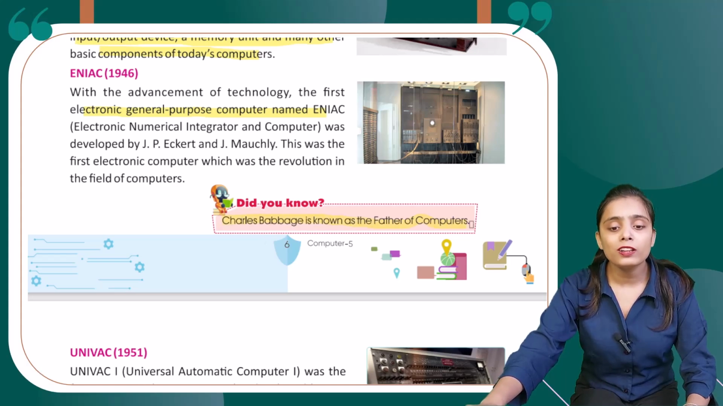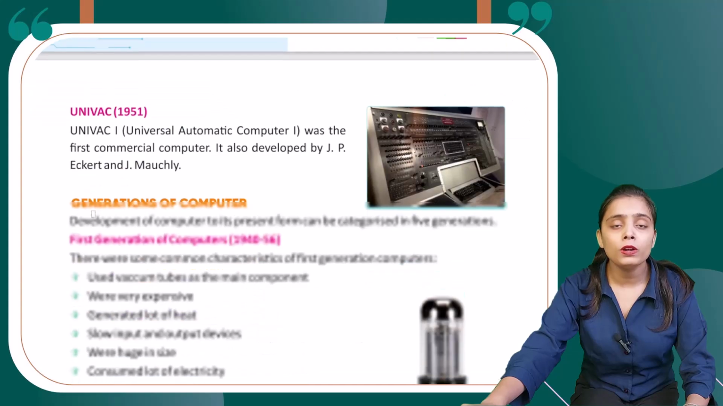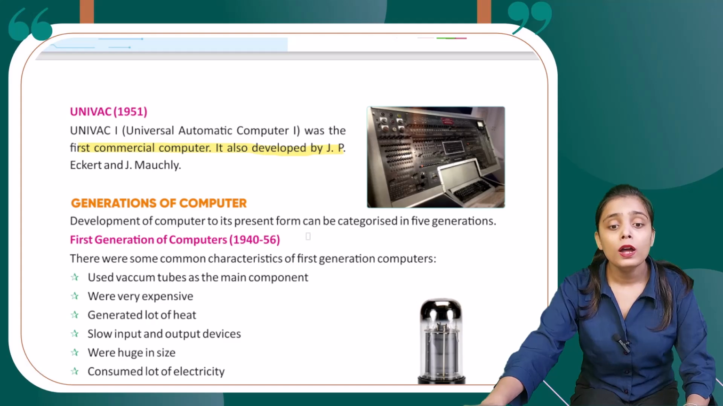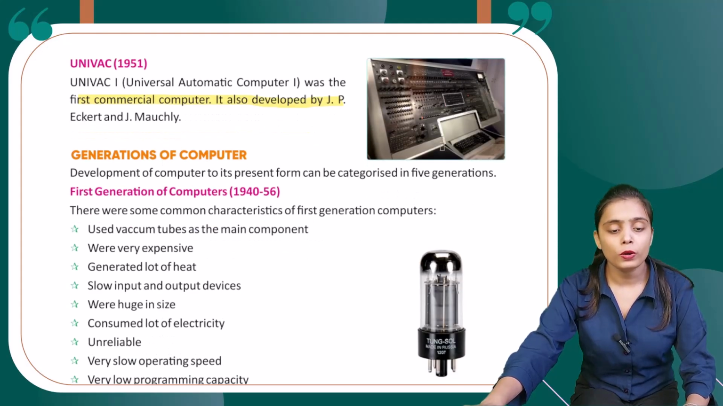Did you know Charles Babbage is known as the father of computer? I told you now. So now let's see UNIVAC in 1951. UNIVAC 1, Universal Automatic Computer 1, was the first commercial computer. It was also developed by J.P. Eckert and J. Mauchly.